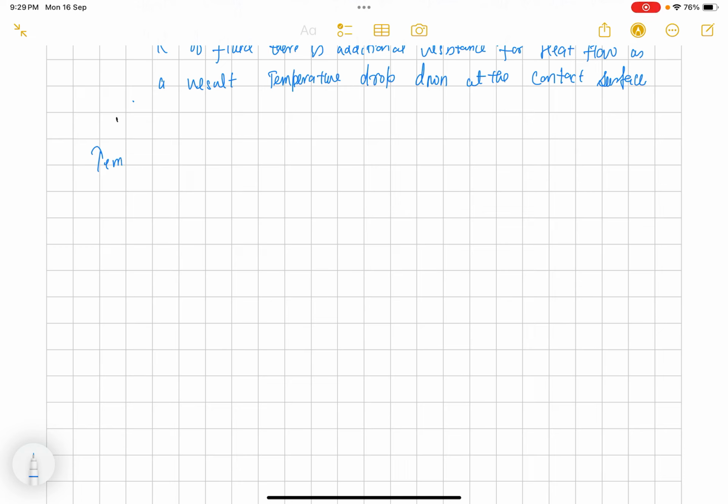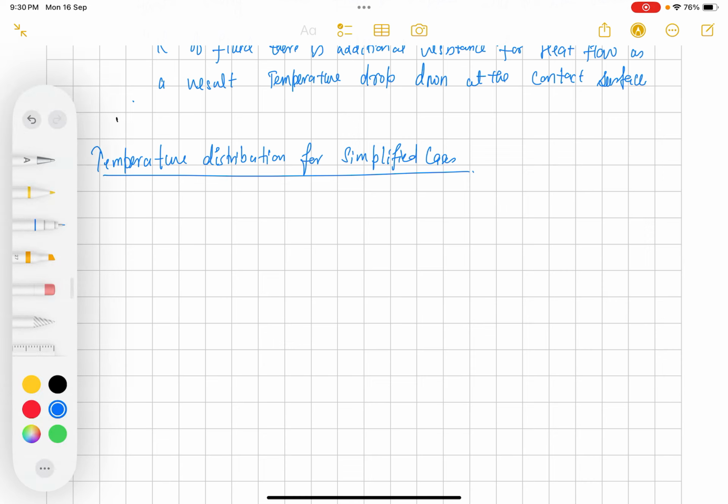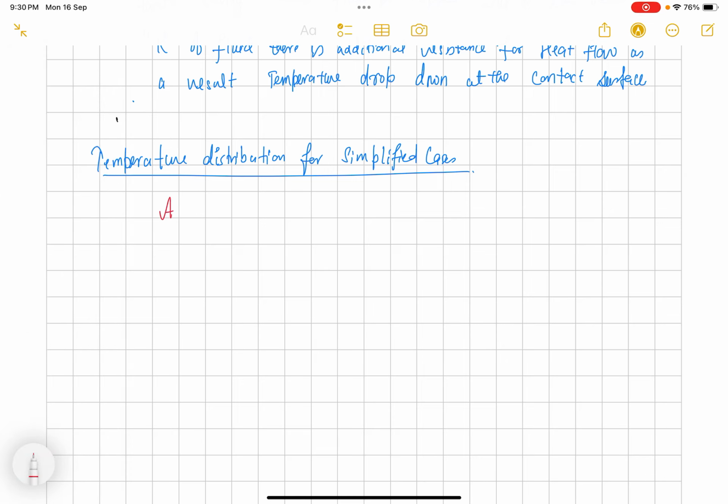Temperature distribution for simplified cases, now we will see. So first we will see the infinite plane wall. Before that we have to make certain assumptions, because as I'm again and again saying, we are looking for simplified cases. So what are the simplified assumptions?